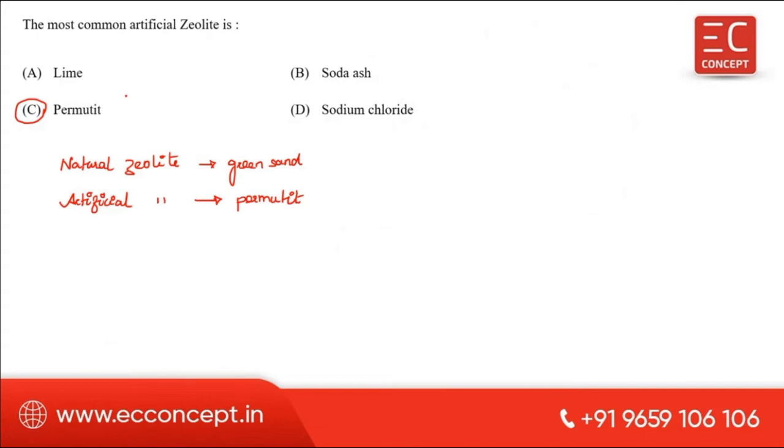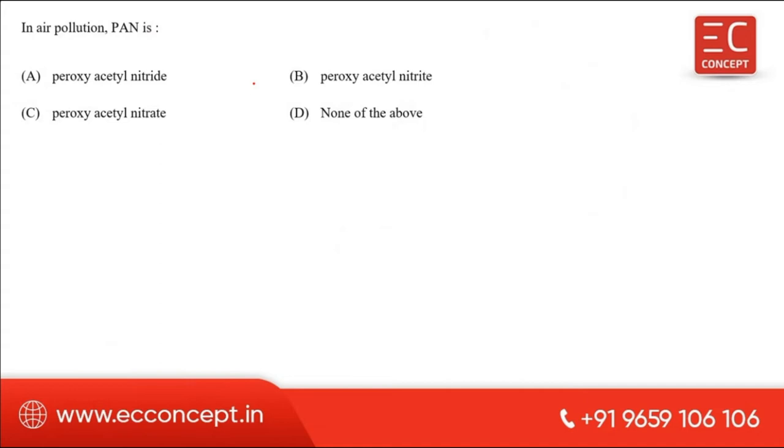Next one is in air pollution, the expansion of PAN is peroxyacetyl nitrate. So nitrate is the correct answer. Let me give some more things in air pollution, as this is a question you can expect this year. There are two types of air pollution: primary air pollution and secondary air pollution.